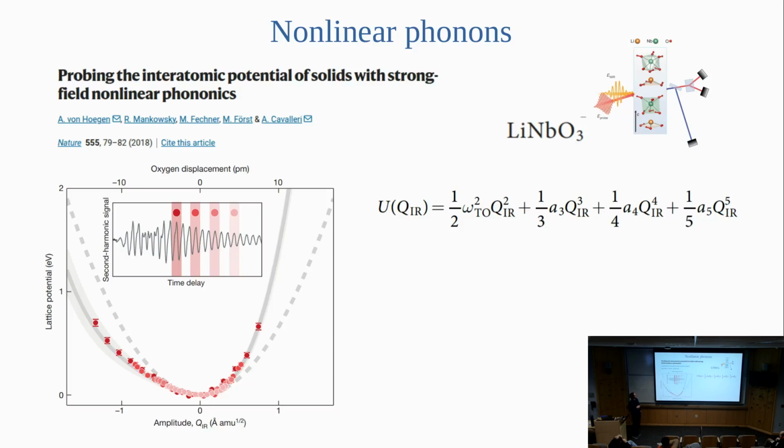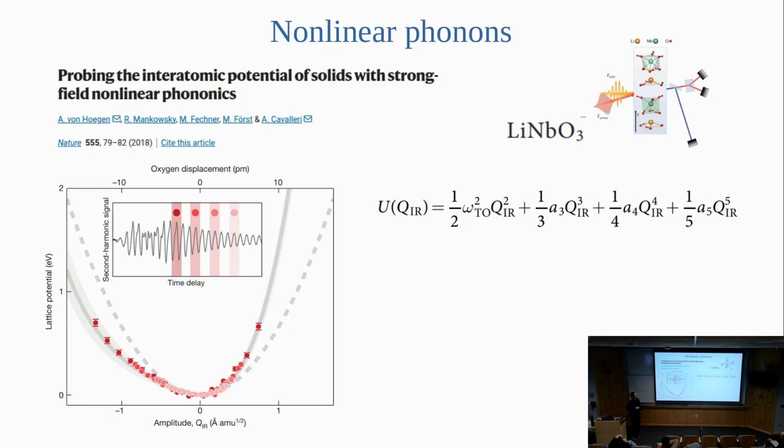And so it triggered an amount of work, and one particularly interesting work for what I'm going to talk about is this work by Van Hogen from 2018, where actually they used harmonic generation from a sample of lithium niobium oxide to map the potential in which a phonon is oscillating. Basically, what is oscillating here is, I think, an oxygen atom, and this is the oscillation potential. And in fact, this is a quite highly nonlinear potential.